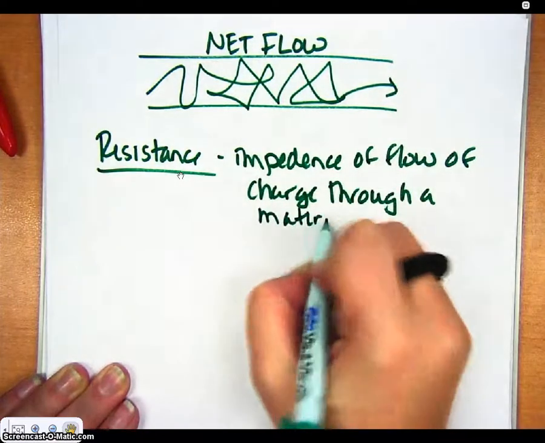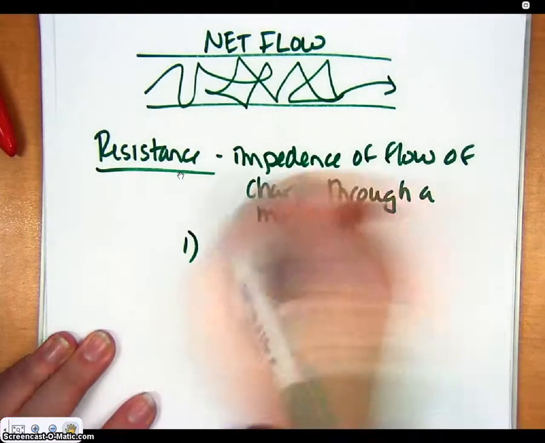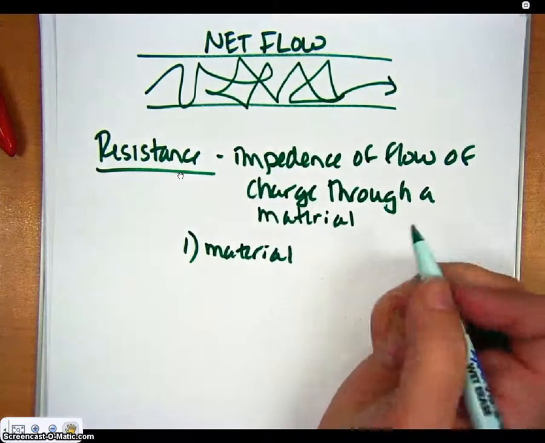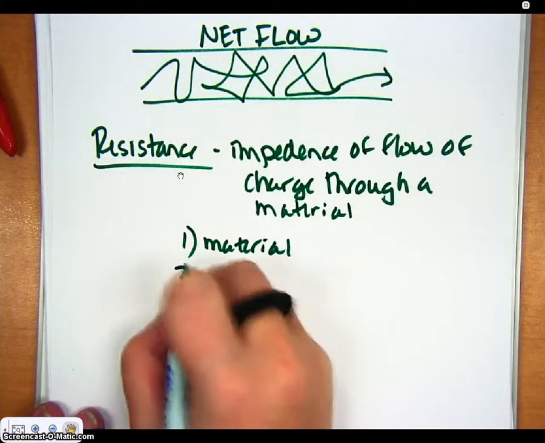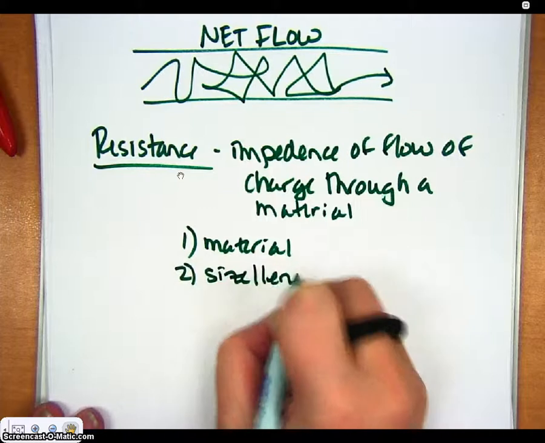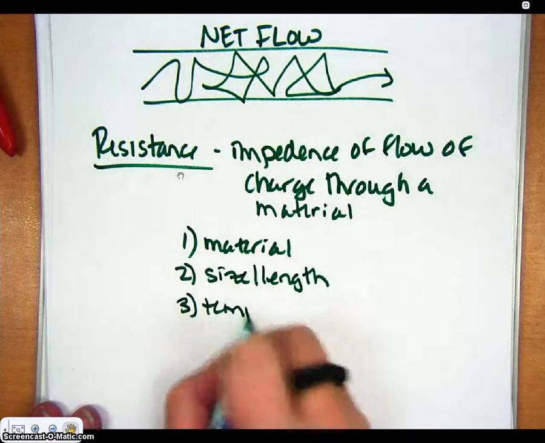It's dependent on several variables. One variable is the material. So what kind of material is it? How good of a conductor is that material? Another is the size and length. And then the third thing is the temperature.